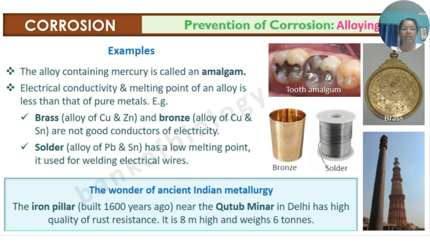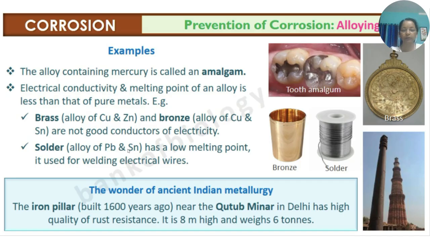Then another example is amalgam. If an alloy contains mercury in it, we call it an amalgam, which is used to mend teeth. Then brass, another alloy of copper and zinc. Bronze, alloy of copper and tin. Alloys are not good conductors of electricity, unlike the components from which we have made the alloy. Solder, another alloy of lead and tin, has lower melting point, unlike the metals used.